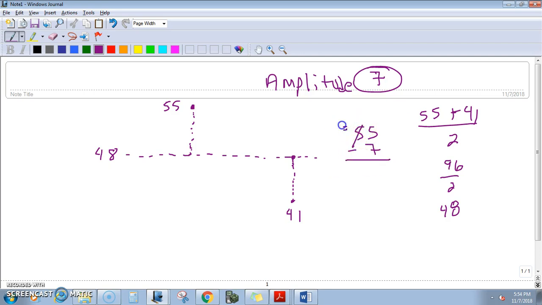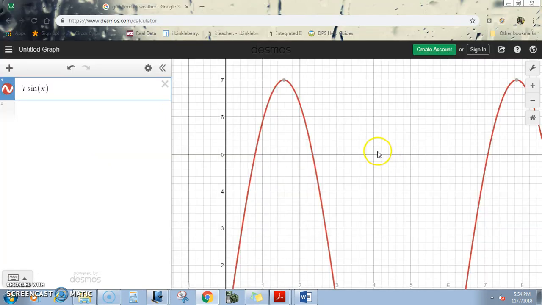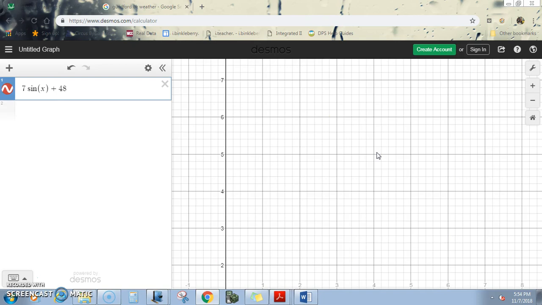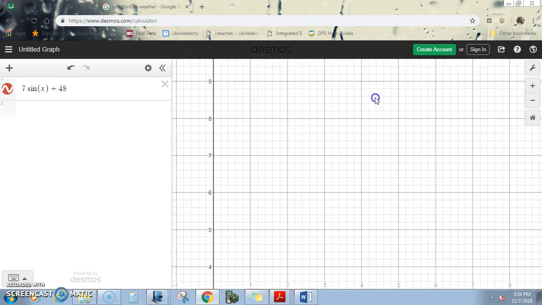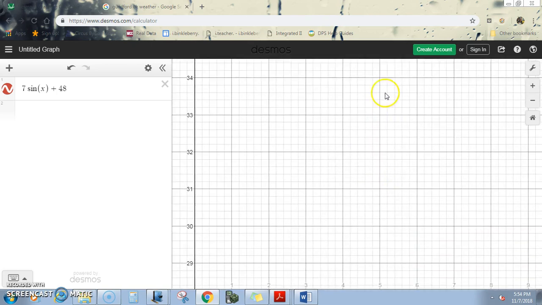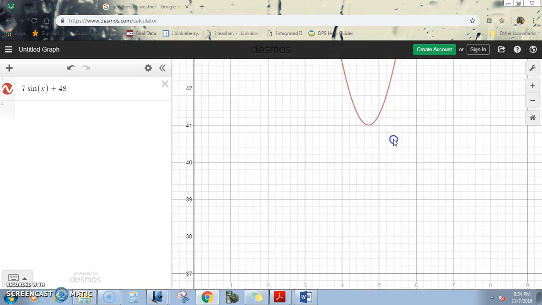cross that out. I'm going to do this old school style. 55 minus 7 is 48. So I'm just going to add, just like shifting any function up and down, I'm just going to add 48. Okay, and we can't see it anymore because now it's all the way up at 48. So let's get up there. Almost. Oh, good.